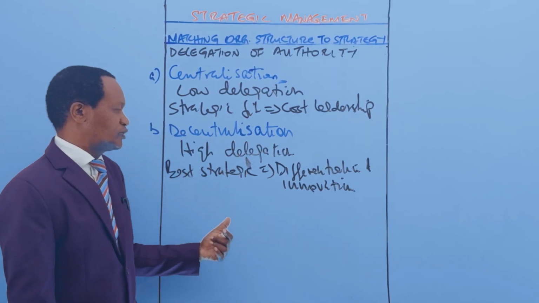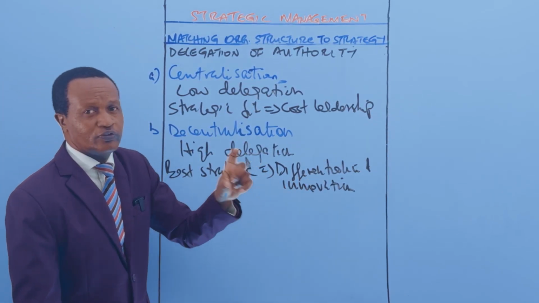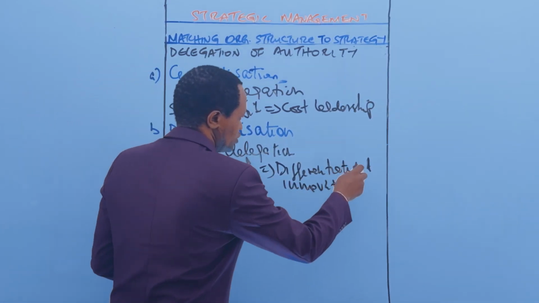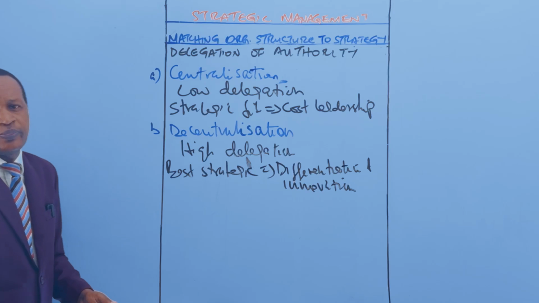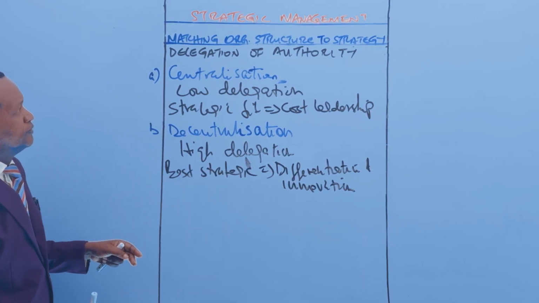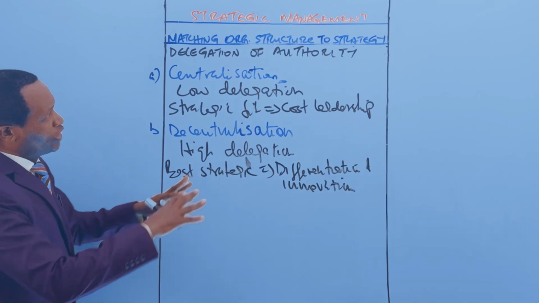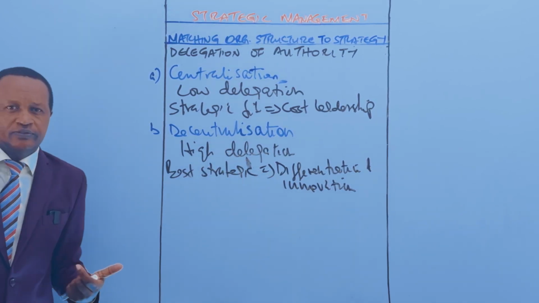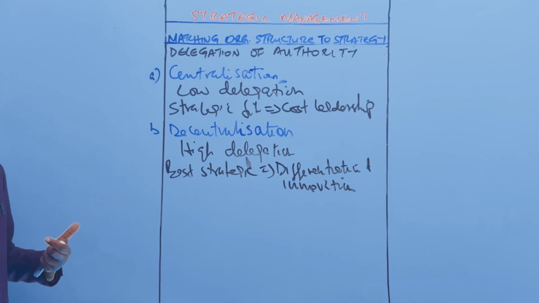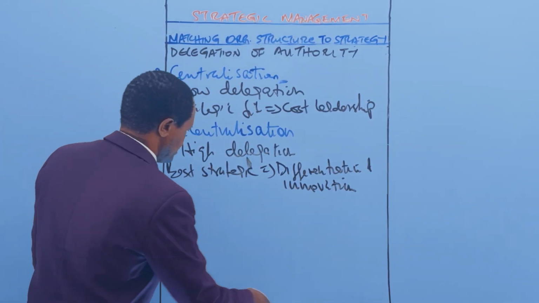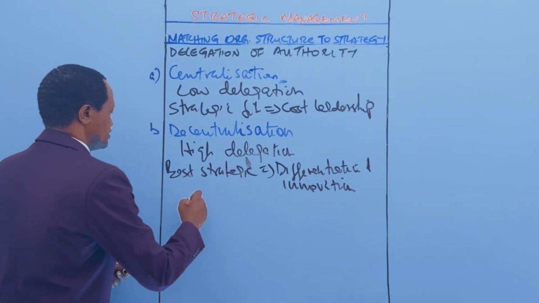And that is very important, especially if your strategy is that of innovation or differentiation, because it requires speed. You don't waste time when it comes to innovation. So these are very important aspects of delegation of authority in the context of matching organizational structure to strategy. You understand? Yes. So what are the benefits then?